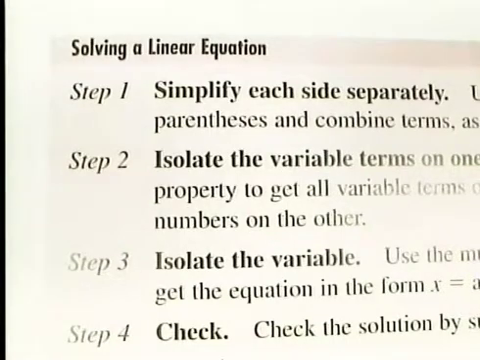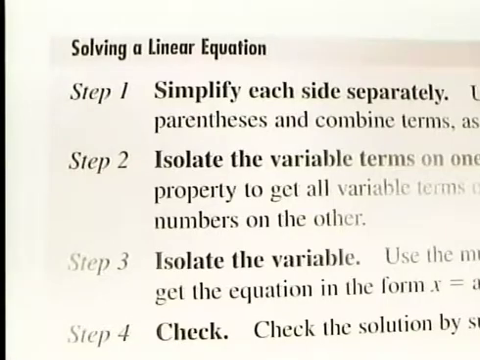Now these are the 4 steps to happiness when you solve a linear equation in one variable. Simplify each side separately. Isolate the variable terms on one side, then isolate the variable, and then check. Now you say, well, wait a minute. How do you isolate a term and then isolate it again? Let's look at what we have up here.